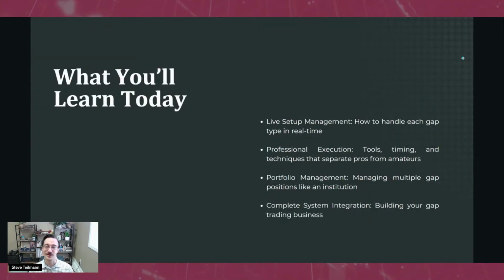So what we're going to be talking about today is how to manage these setups live. Well, not technically live; the market's closed, but we'll be going over recent examples and giving actual examples of how I would trade them and what I'd be looking for, how to manage those positions, all that good stuff. We're going to be talking about some tools, timing, and techniques that professionals use to really maximize their gains on these setups. We're going to be going over portfolio management a little bit too. So basically how to trade multiple gap setups at the same time and not get over leveraged, not be too heavy on one side of the bull bear spectrum, so to speak, and just protecting yourself in that regard.